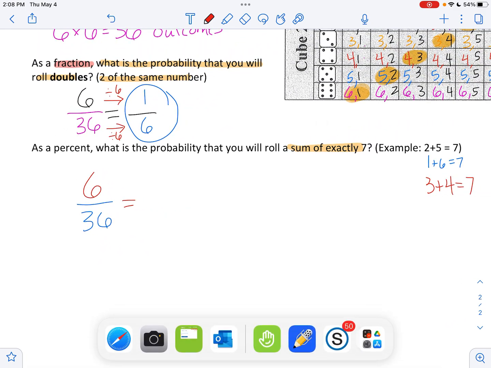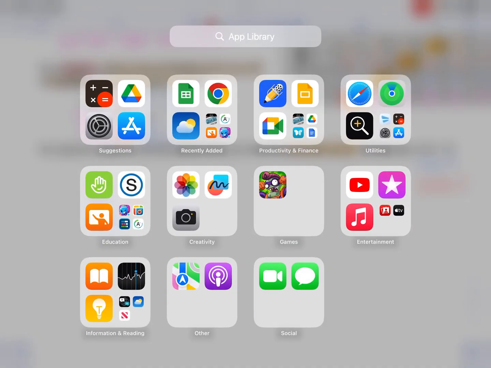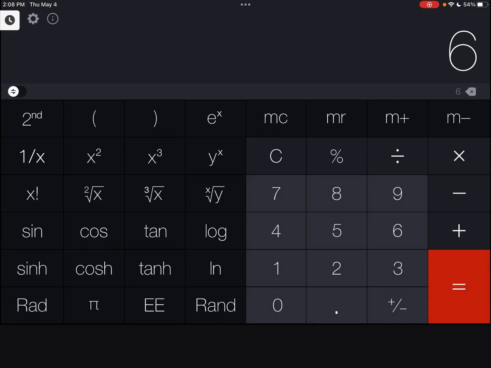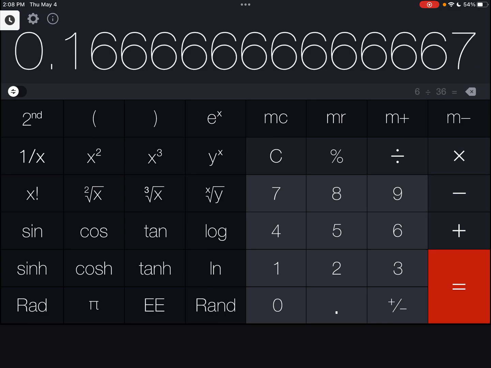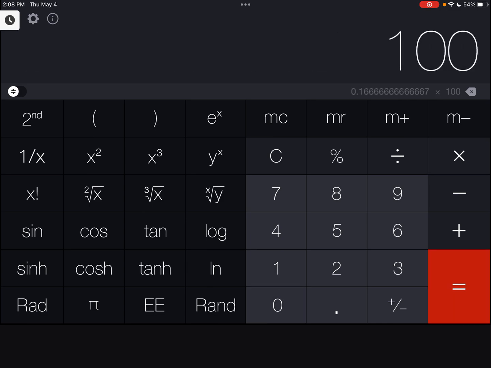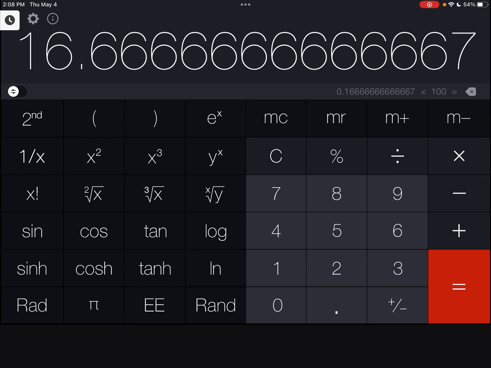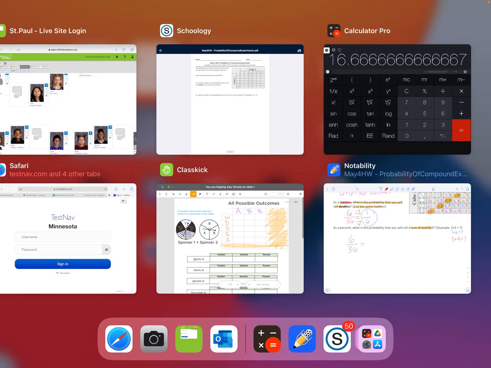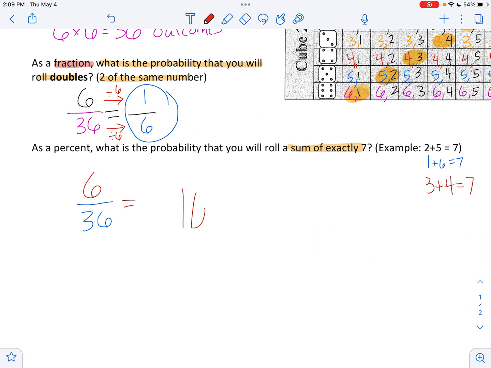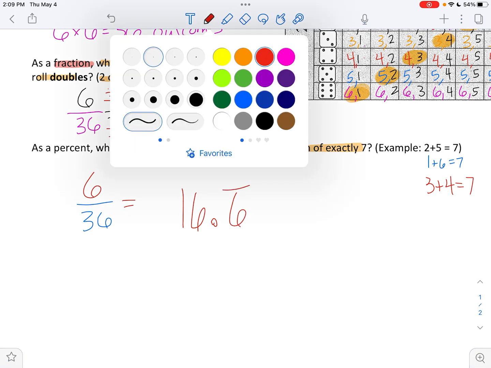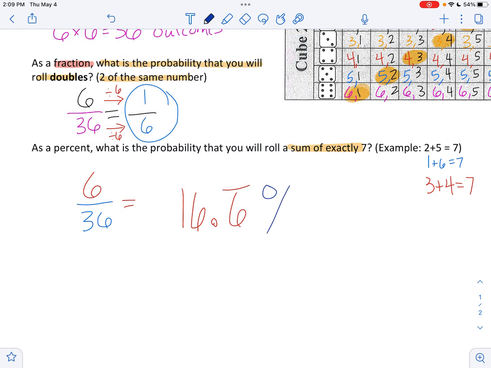Grab my handy dandy calculator. So we have 6 divided by 36. Ooh, times 100. 16, and then all 6s after that, equals 16 and 6/10. I'll put this in a different color, percent.